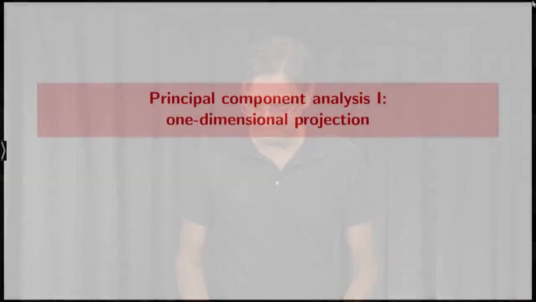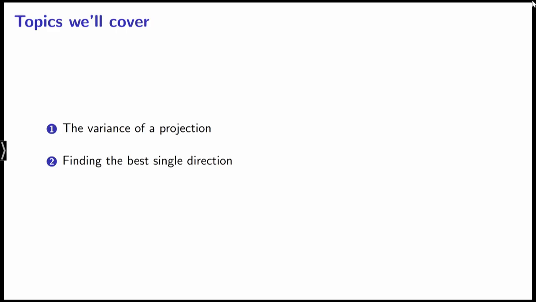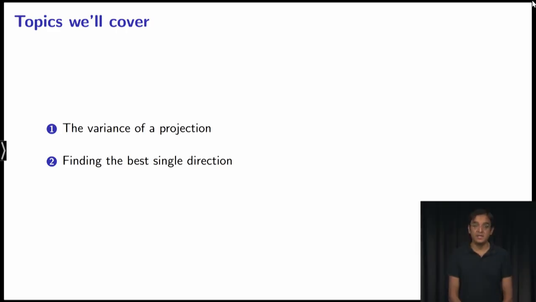Last time, we talked about what a projection means. What we'll do today is to find the direction of highest variance, the best projection onto a single direction. So we'll start by looking at the variance of a projection in any direction, and then we'll see how to find the best direction.